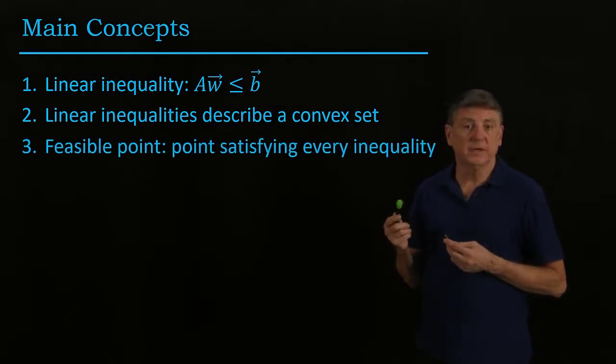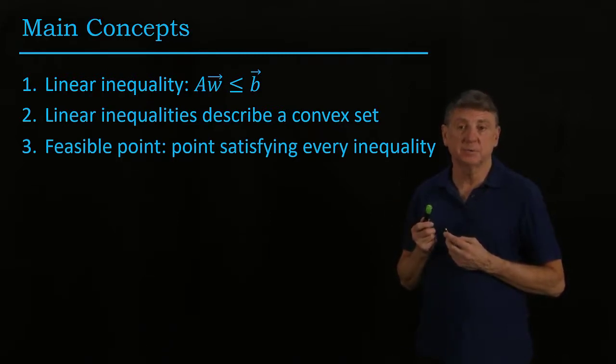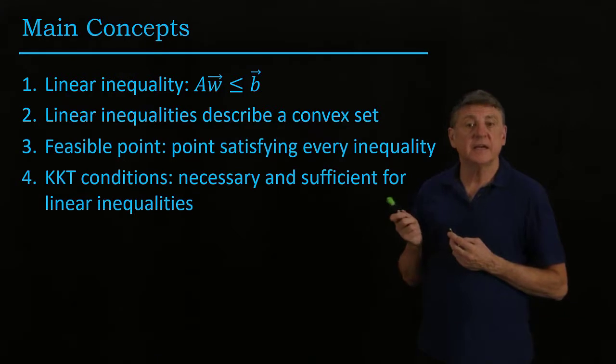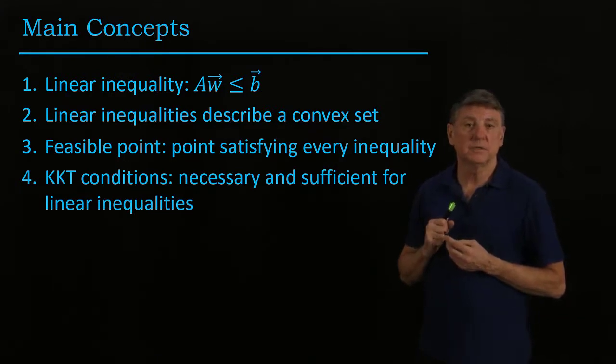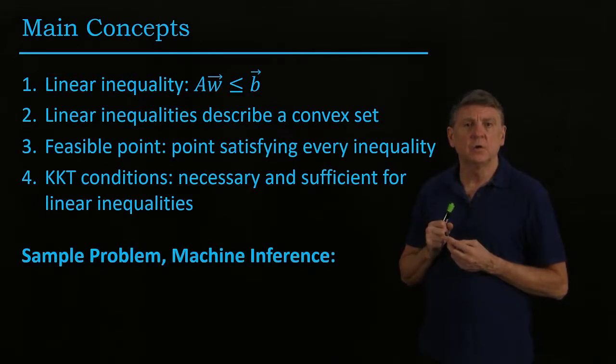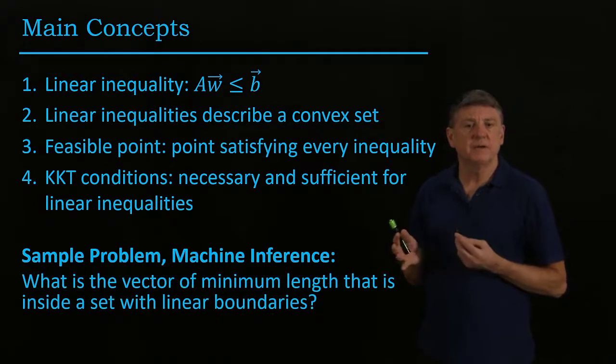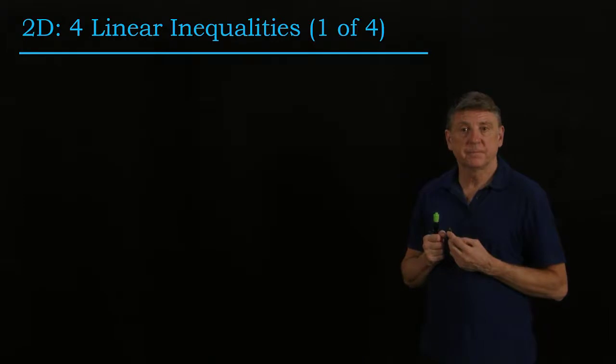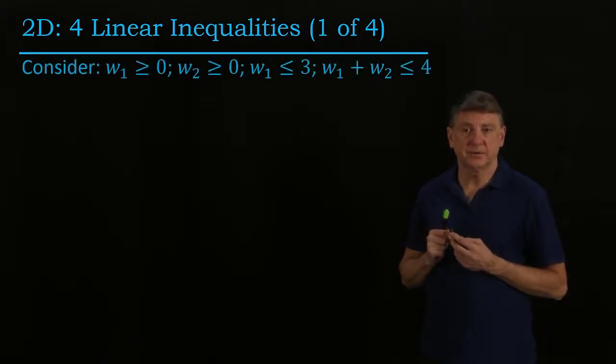A feasible point is one that satisfies every possible inequality constraint that is provided. And the KKT conditions are what the lecture will end with, and these are necessary and sufficient for linear inequalities. Along the way, we can think about a vector being of minimum length and still being inside a set of linear boundaries. So let's take a simple example with size 2 vectors.